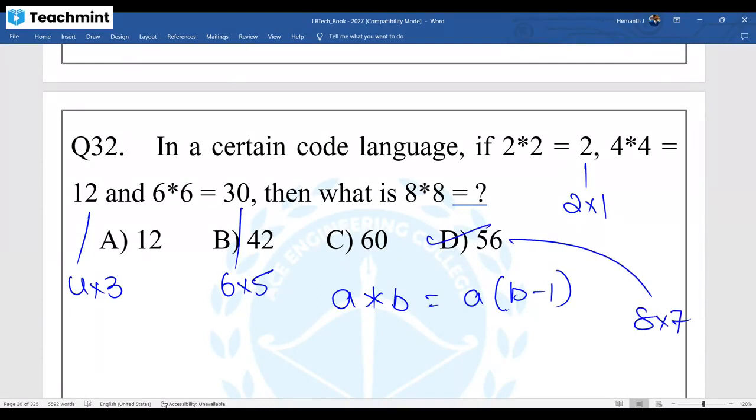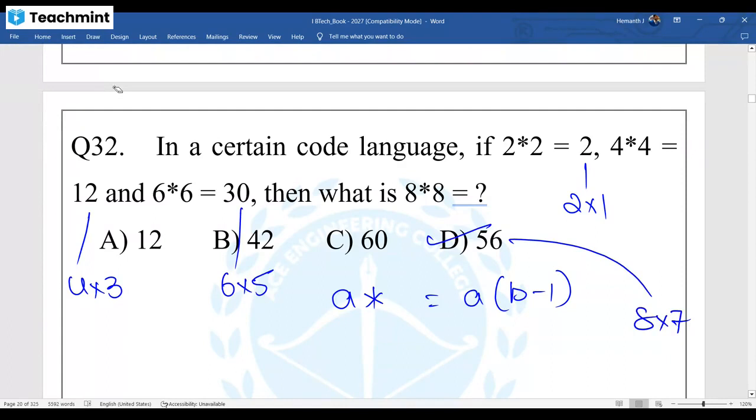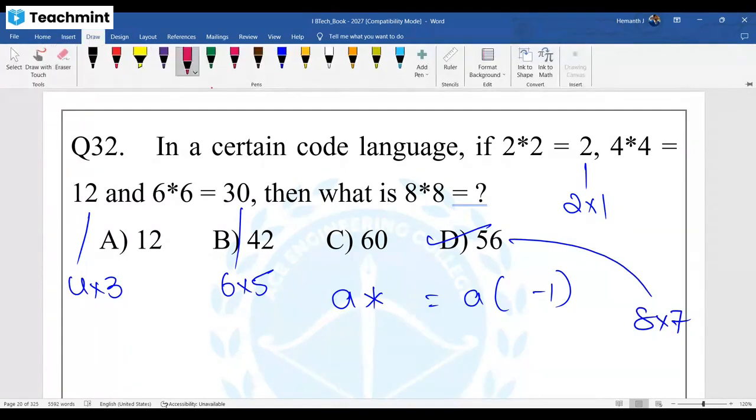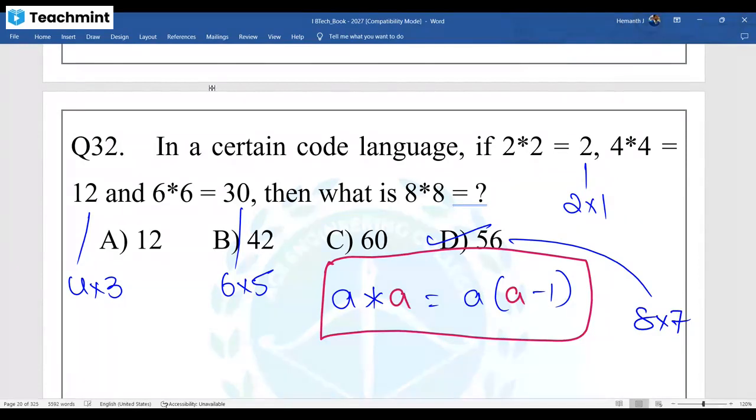Or A into A, they have given as A into A minus 1. Why involve B here? So for A into A, the logic is A into A minus 1. Logic, logic, logic. That's what this topic will inject: logical thinking in your mind. So there are different logics, and the logic should satisfy all the given things. 6 into 6 is 30, 4 into 4 is 12, 2 into 2 is 2. Logic is important here.